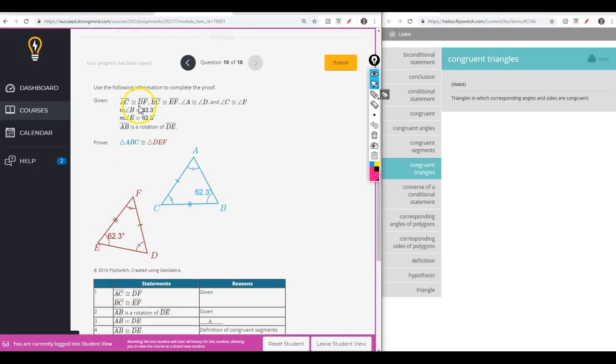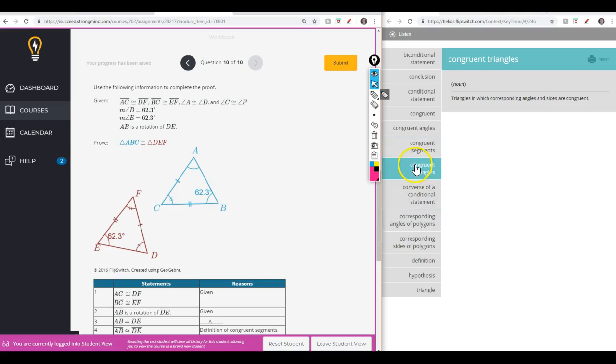Alright, segment AC is congruent to segment DF, segment BC is congruent to segment EF, angle A is congruent to angle D, and angle C is congruent to angle F. The measure of angle B is equal to 62.3 degrees. The measure of angle E is equal to 62.3. Segment AB is a rotation of segment DE. Prove that triangle ABC is congruent to triangle DEF.